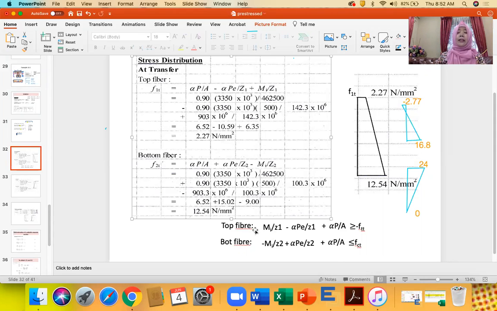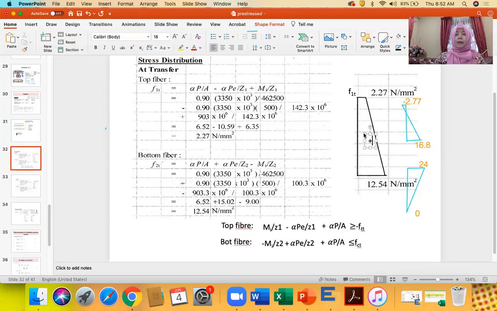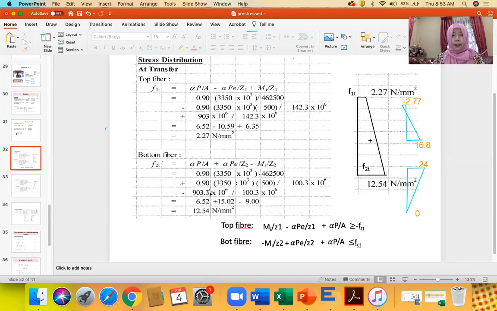Actually you don't need to remember the formula. You just need to understand the derivation of the stress distribution at this section. So we have here 2.27, meaning that it is positive. This is the positive side. And then for the bottom fiber, we have the same formula. Now we have F2T. In the book, it is called F2T. T means transfer. So again, we calculate, and we have 12.54 here. So it is positive.